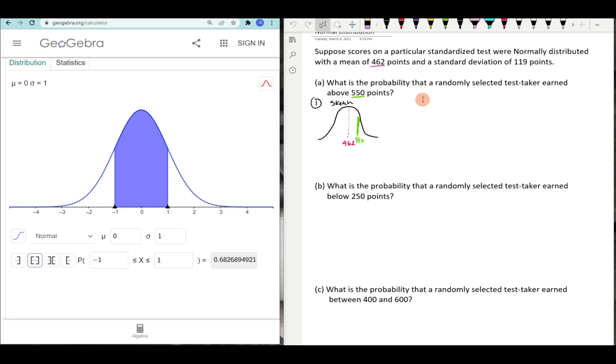And then comes the moment of truth, to figure out what shading I should do. Note that the question is saying I'm interested in what's happening above 550 points. So above means I am interested in test scores that are larger than 550. Those are test values that are greater than 550. That means that I'm going to be shading the area to the right in this case.